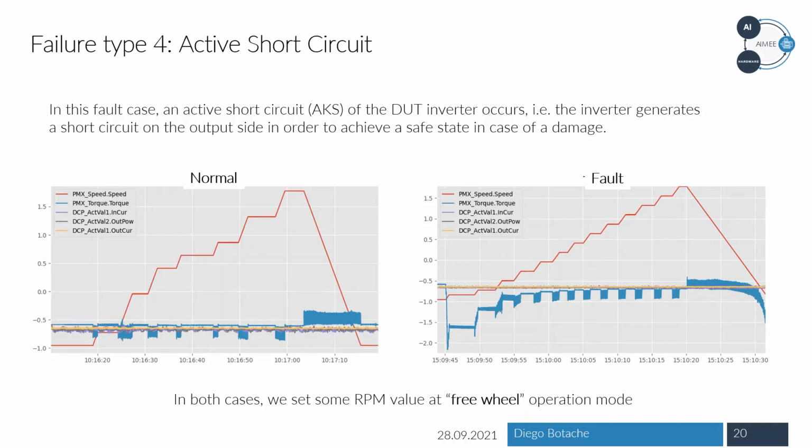And as you can see, in this operation mode, we have a freewheel operation mode. We don't expect a very high torque value of the machine, so actually only when we increase the velocity of the device under test. But on the right side you see that at lower values of the speed, we have very high torque values.